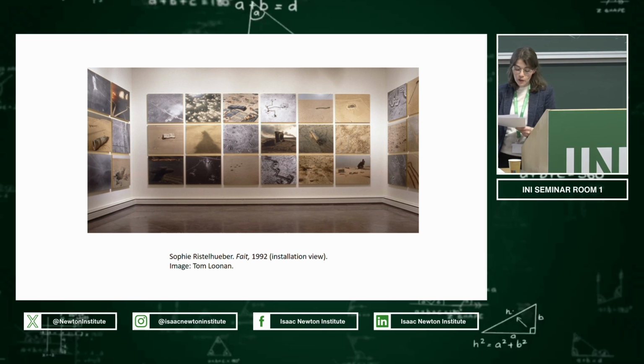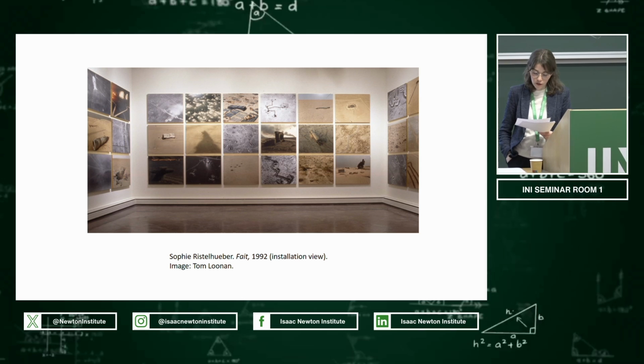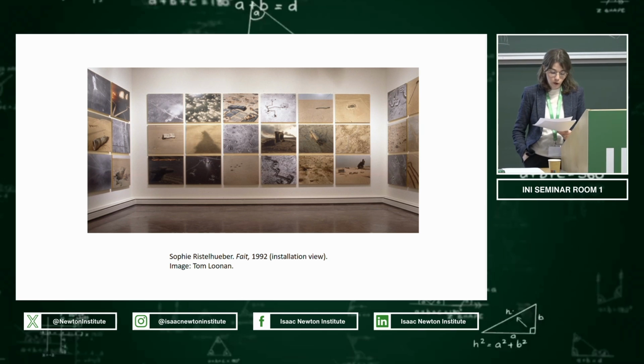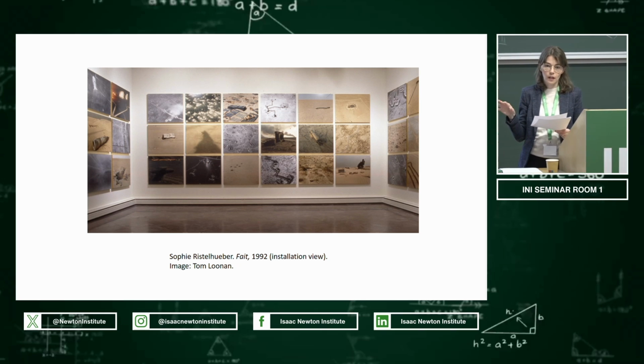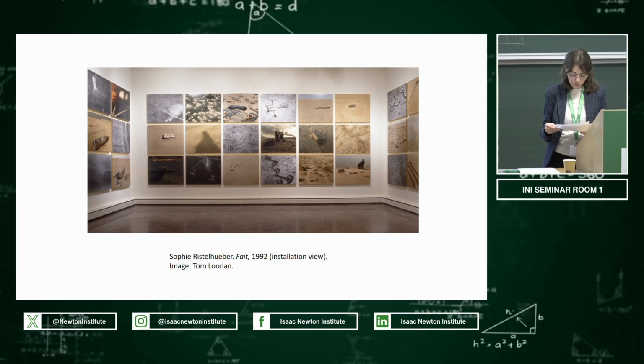So Sophie Ristelhueber's Fait from 1992 is a photographic installation comprising 71 different photographs taken by the artist in Kuwait months after the end of the First Gulf War. The images are all exhibited at the same size, 40 by 50 inches each, and they're arranged differently in different galleries to suit the space of the particular institution in which they're shown.